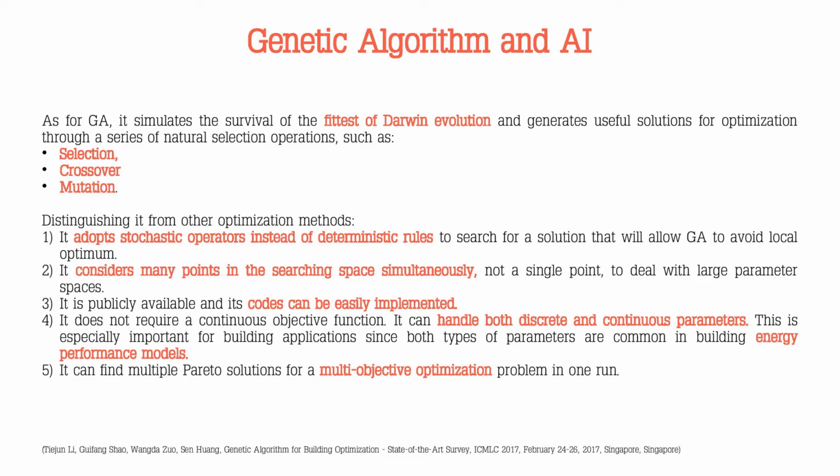There are 5 different methods of optimization. We just read them because it becomes a little bit technical, and our class has no intention to become technical. Point number 1, it adopts stochastic operators instead of deterministic rules to search for a solution that will allow the genetic algorithm to avoid local optimum.